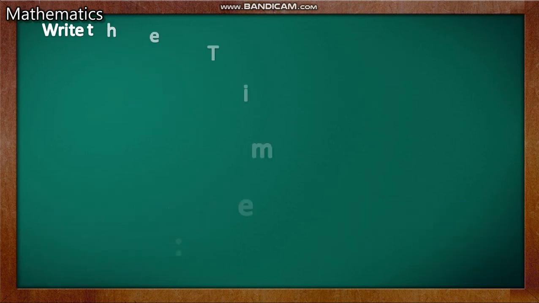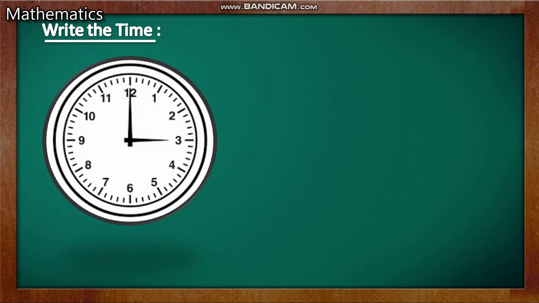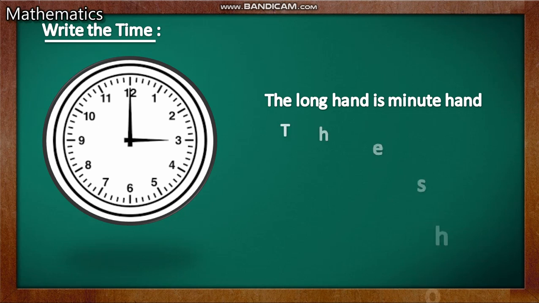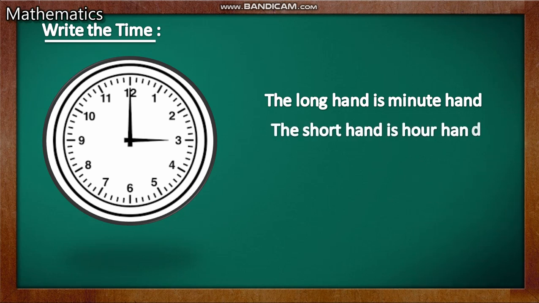At first, write the time. I'm showing a clock to you. Listen carefully. Here you can see two hands. The long hand is the minute hand, and the other hand is the short hand. The short hand is our hour hand.